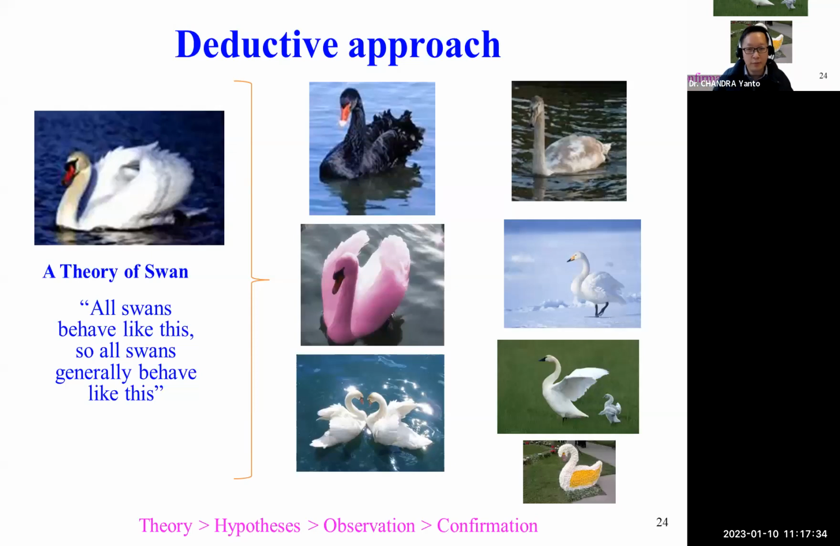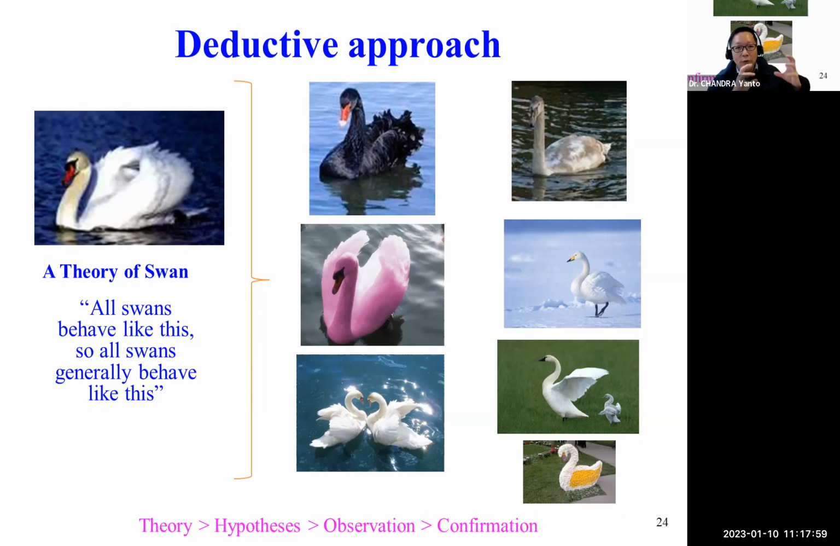However, the deductive approach is very different. Instead of looking one by one and coming up with a theory, in the deductive approach, you start first with having a theory of a swan. For example, your theory of swan says, all swans behave like this, have this kind of color, and generally are like this. So that is your theory of swan, without going into much detail.